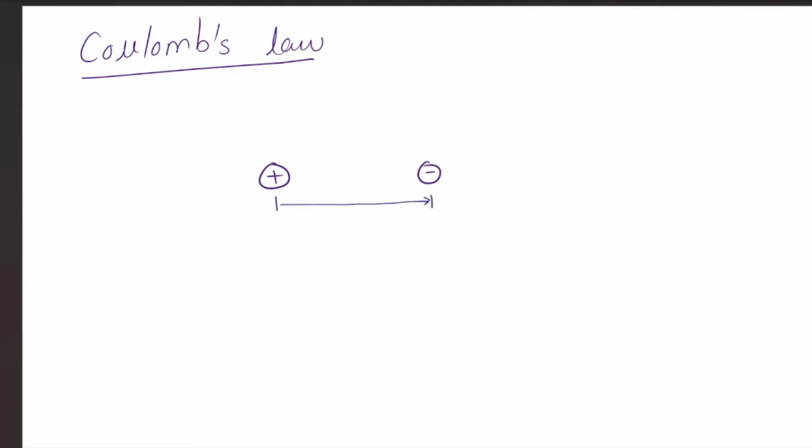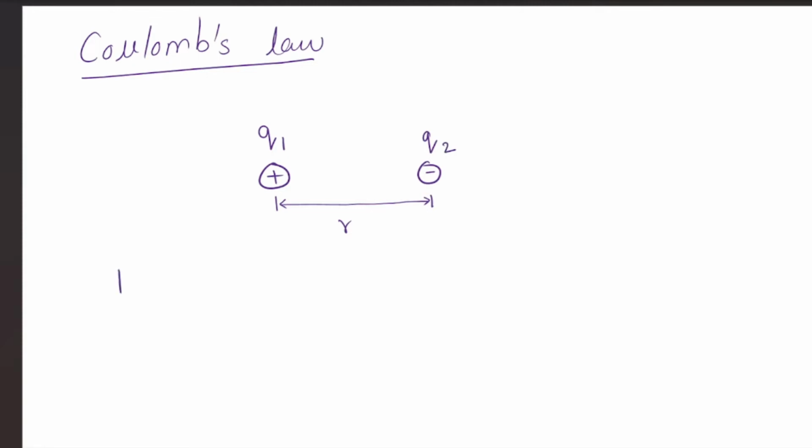Coulomb's law. So let's take two charges, one positive in nature, another one negative in nature. The distance between the two charges from their center is r. This r is the distance between the two charges from their center. The quantity of charge on the positive one is q1 and on the negative one is q2.